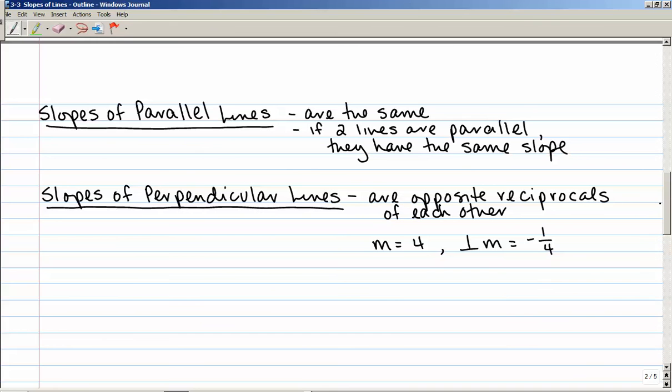You'll also recall from Algebra 1 that if two lines are parallel, they have the same slope. So the slopes of parallel lines are going to be the same, and the slopes of perpendicular lines are opposite reciprocals of each other. So if the slope of one line is 4, the slope of the line that's perpendicular to it is going to be negative 1/4. So flip the fraction and change the sign.